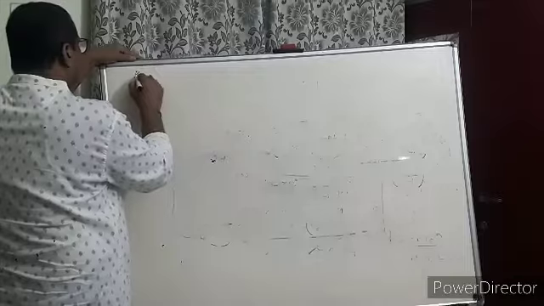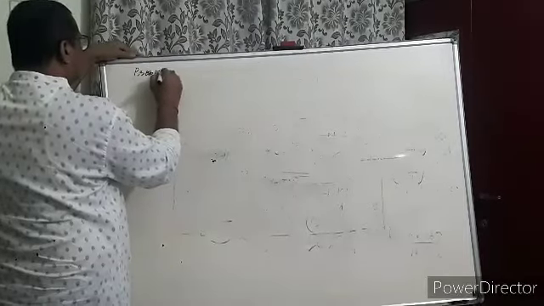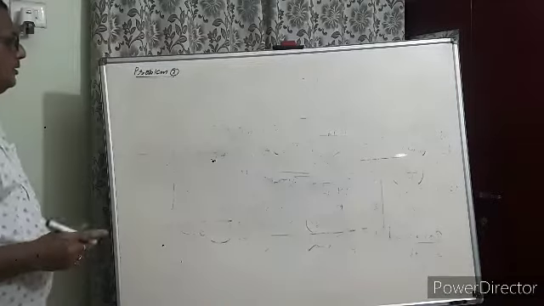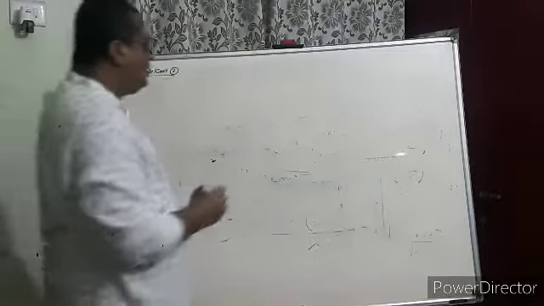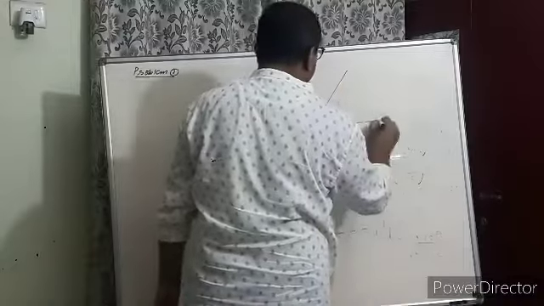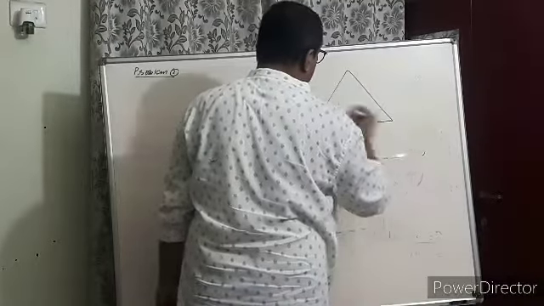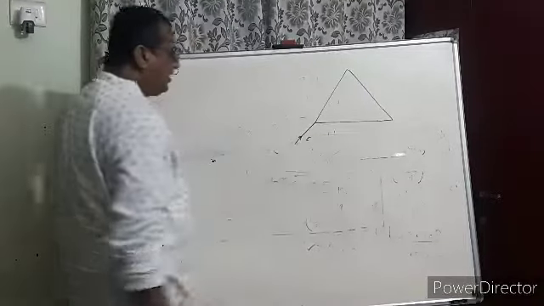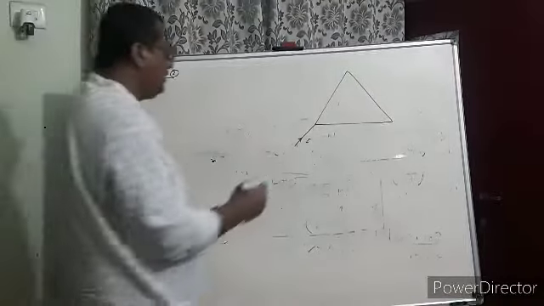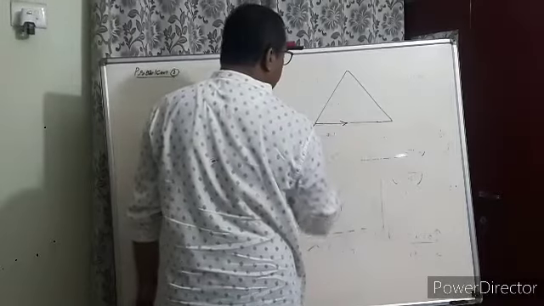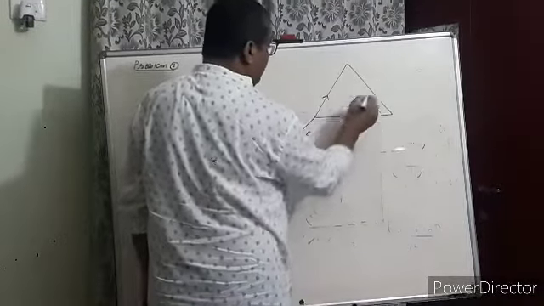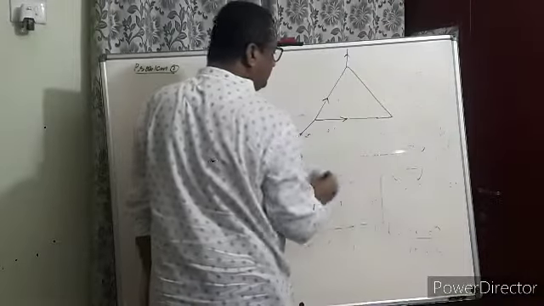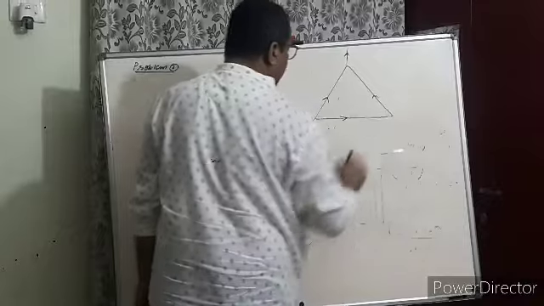Problem number 2. This is the triangular shape. Here current I is entering, and this side current is flowing, and again from here current is going out. So current is flowing like that.